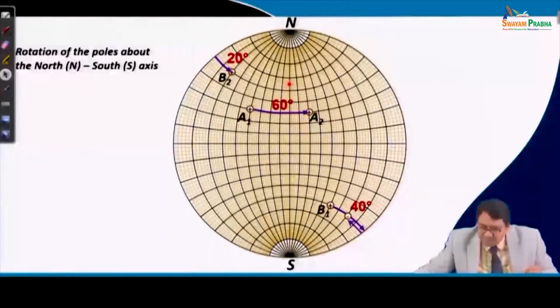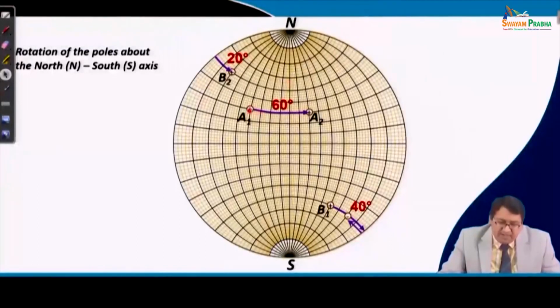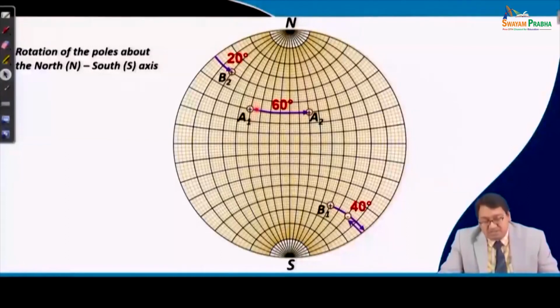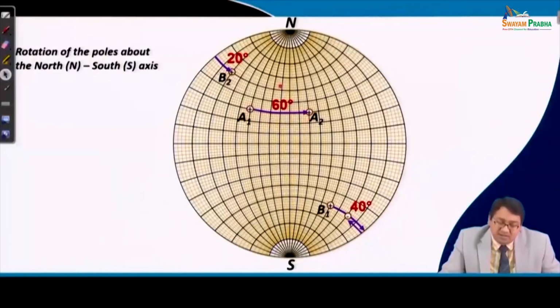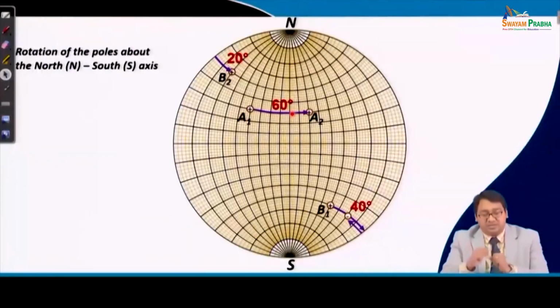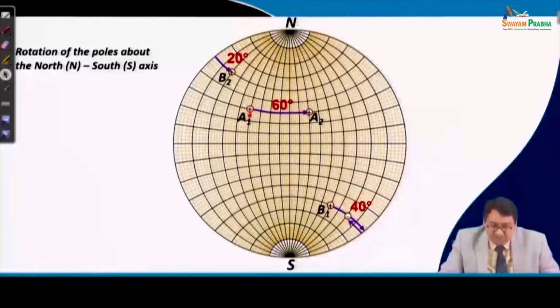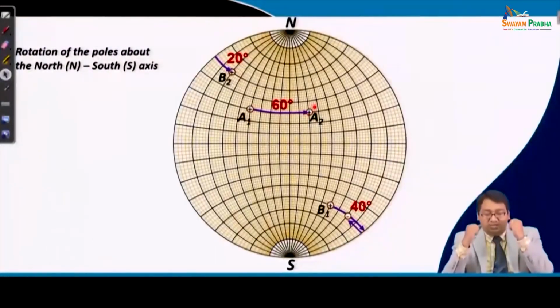then what will happen? If there are two planes A1 and B1, and I am rotating these two planes along the NS direction by 60 degrees, A1 goes to A2. Therefore, you see we have to go 10, 20, 30, 40, 50 and 60. So, A1 goes to A2, and the rotation is 60 degrees. Now, B1, with respect to A1, is present here, and I have shown it by the plus sign, because the poles are protruding outside, right.